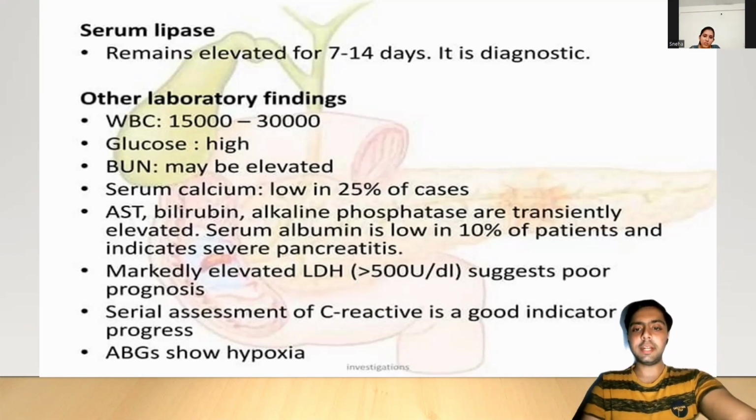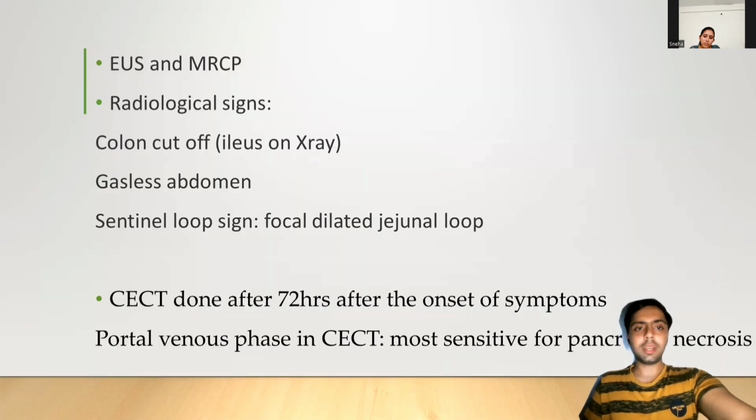Then we have elevated LDH, which suggests a poor prognosis. Then CRP, as you know, is an inflammatory marker, so it will be raised. And ABG will show hypoxia or sepsis. You have to do all those things. EUS, what is EUS? It's endoscopic ultrasound, and MRCP. MRCP in case of CBD dilatation or CBD stone.